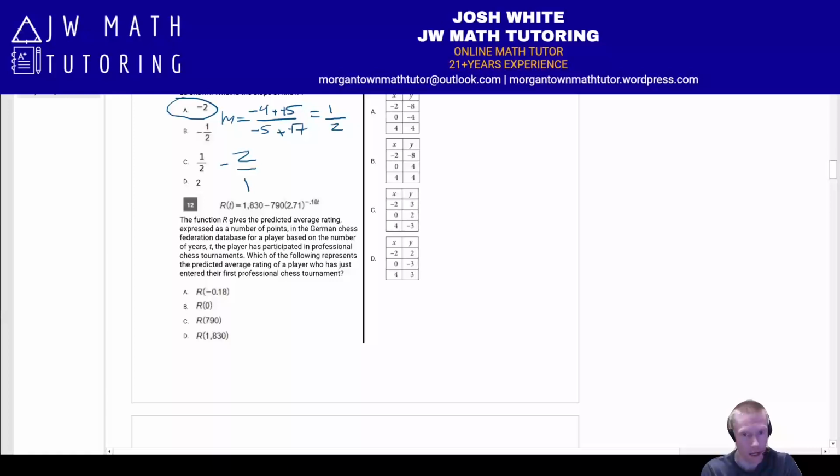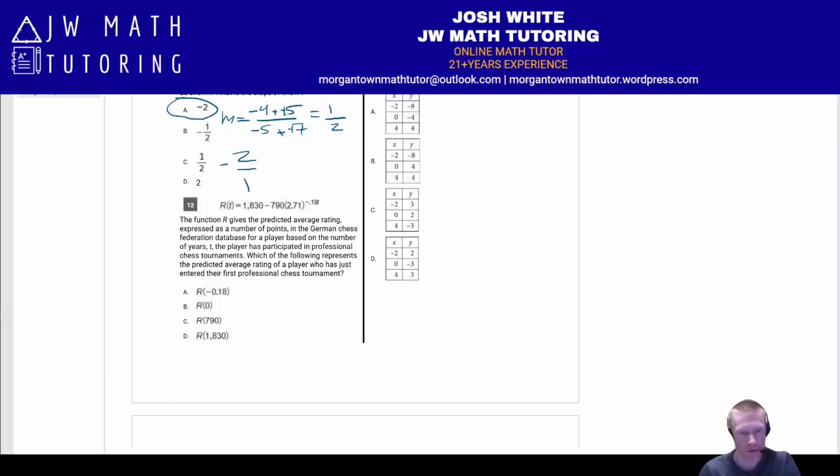Now for number 12, directly below this, here we have an exponential function, and this is an interpretation question about it. They give you this long function with a bunch of numbers in it. And t is the number of years the players participated in tournaments.